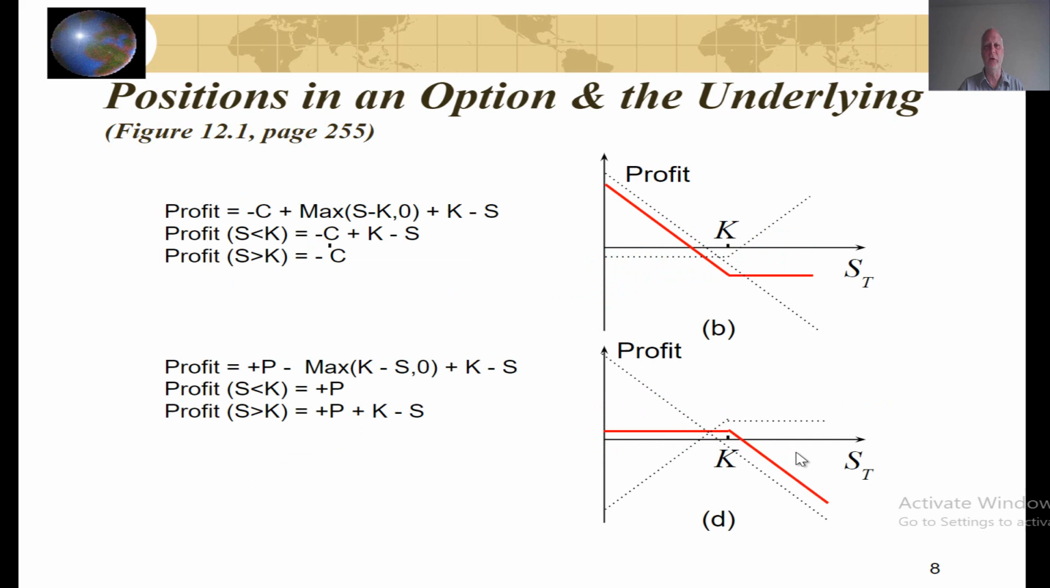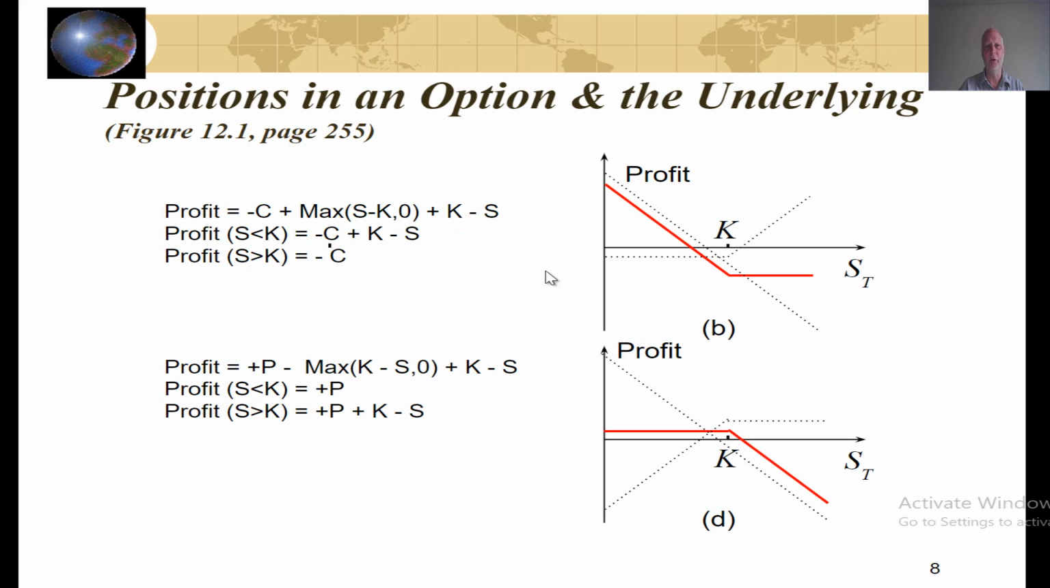The next two positions we'll look at, labeled B and D, both involve shorting a stock and then another underlying option position. So B here, we have a short of the stock, plus we are buying a call. So the payoff from shorting a stock at K is K minus S. And here is buying the call: minus C plus maximum of S minus K, 0.